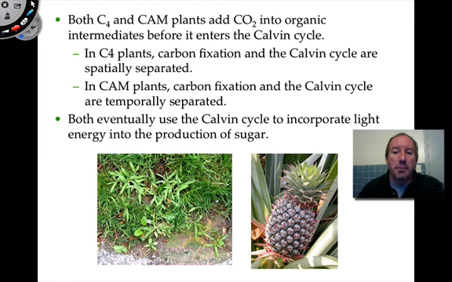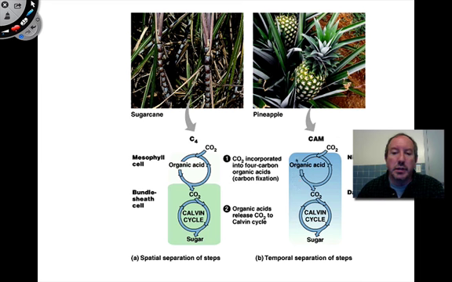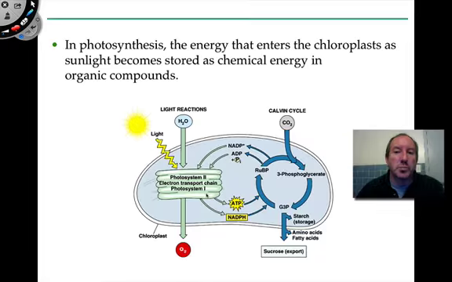And then pineapple is a cool example as well, because pineapple is capable of being a CAM plant. Pineapple can thrive in a warm environment. It can open up its stomata at night and fix CO2, and then during the day produce glucose. C4 plants are able to do this similarly, but with a different pathway.